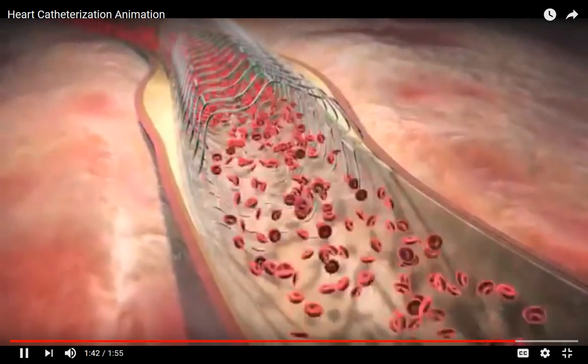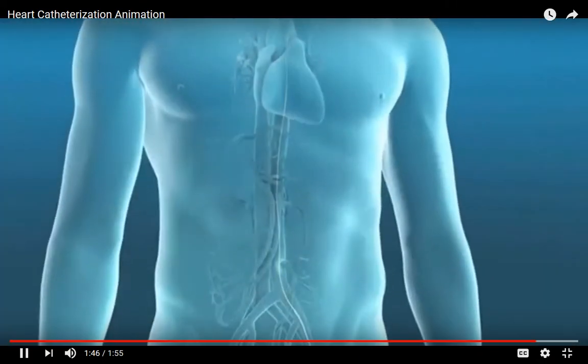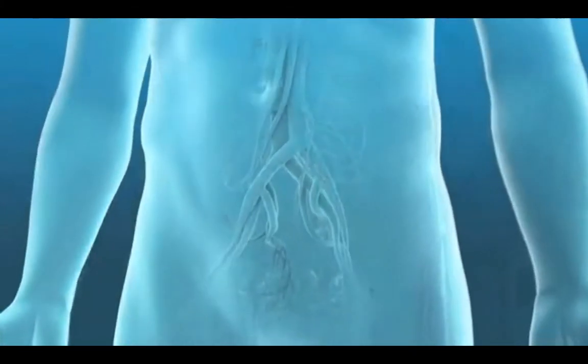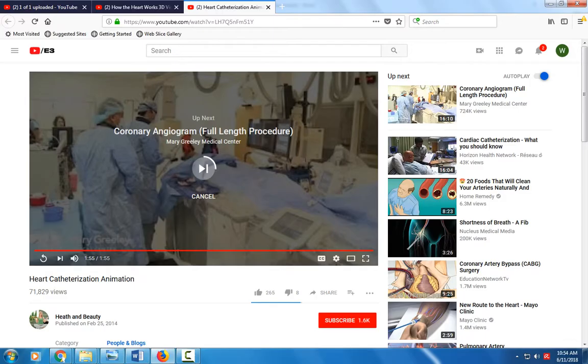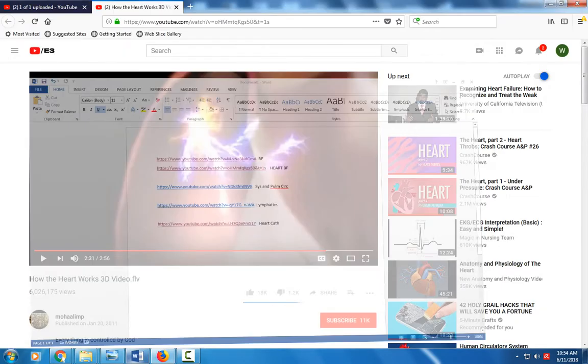Anybody who has a stent placed has to take a blood thinner for the rest of their life because they're at risk for clots because of that stent being placed there. So it's important that people take their blood thinner medication if they have a stent in place. So that's what a heart cath and a stent is.